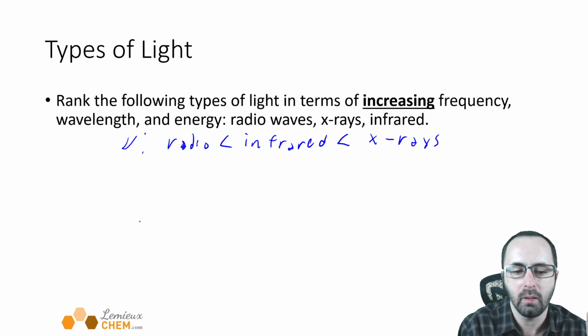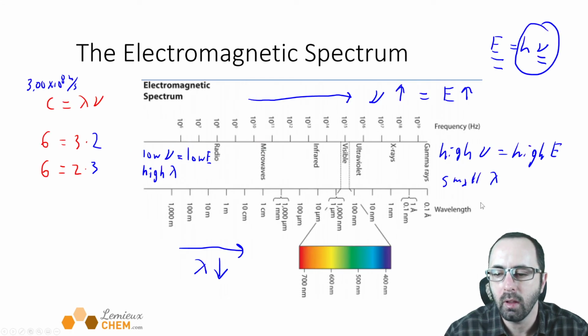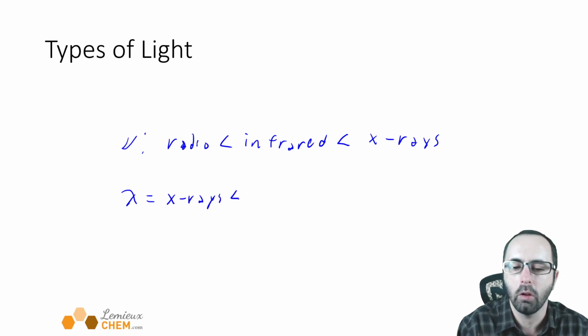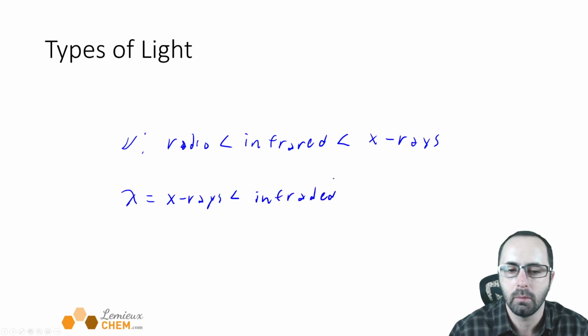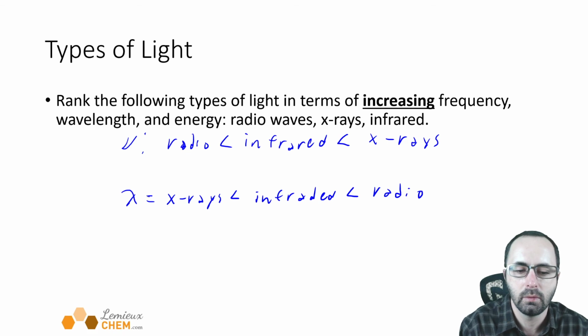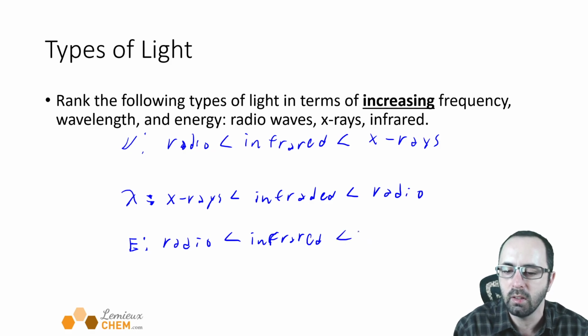Now wavelength, it goes opposite to that. So it is the X-rays here that will have the smallest wavelength. So on this end is the small wavelength. So the X-rays have a smaller wavelength than the infrared, which has a smaller wavelength than the radio. The radio has the longest wavelengths. So it goes opposite to frequency. And then energy goes with the frequency. So bigger frequency is bigger energy. So it's going to have the same pattern as frequency. Radio has less energy than infrared, which has less energy than X-rays.